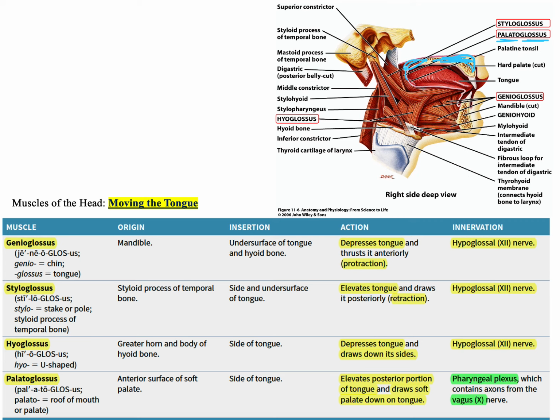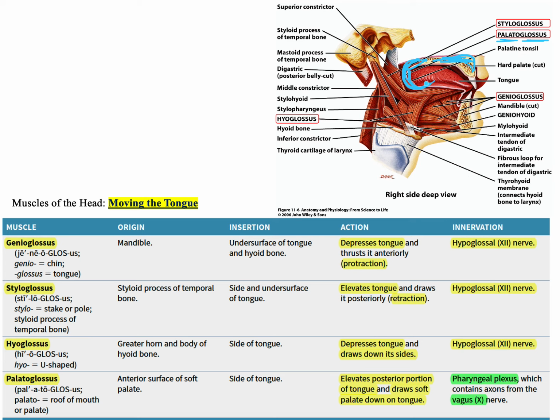From the soft palate or palatine aponeurosis, this muscle that creates a palatoglossal arch is inserted into the dorsolateral surface of the tongue. So when it contracts, it elevates, right? Just imagine, it elevates the dorsal or the posterior portion of the tongue, and at the same time depresses the soft palate as well. This is the palatoglossus muscle. So it elevates the posterior surface of the tongue.